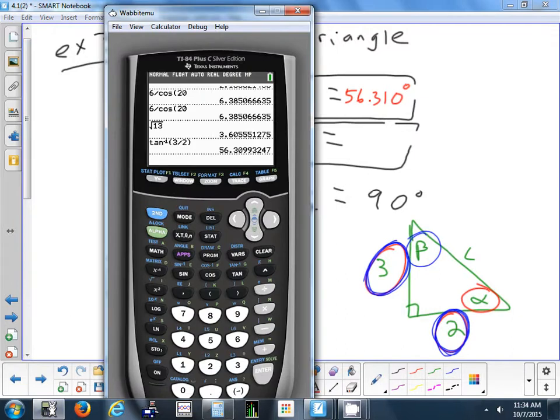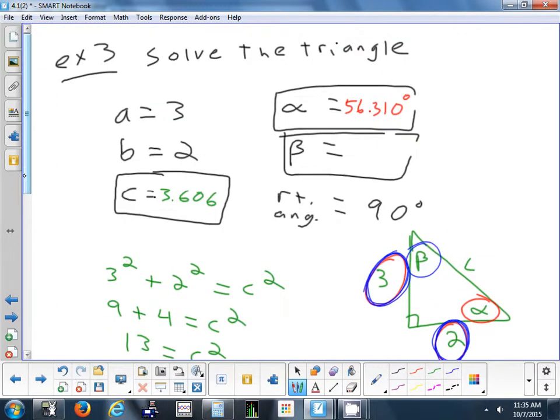So let's take second inverse tangent of 2/3. We get 33.69. Let's double check it. Let's take 90 minus 56.309. Yep, they come out the same. Right, so 33.69, round it to 0. Okay, any questions on that type?